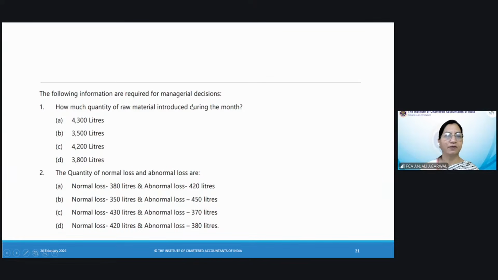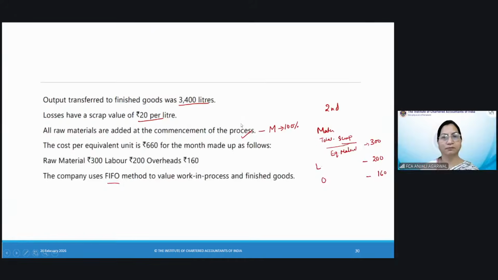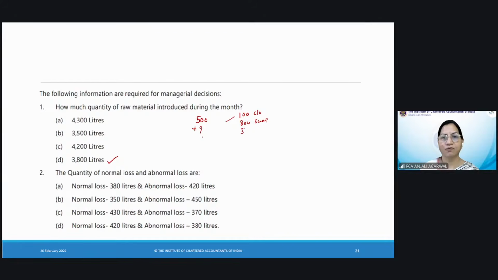From the following information, how many quantity of raw material was introduced in the month? So we have calculated 3,800, right? Because there was opening 500 plus something, and we had closing 100 of closing. Output was 100 of closing WIP. 800 was scrap. And how much was transferred? 3,400 was transferred. So output details are given, which should total the input. So this missing figure is 3,800. Normal loss 380, abnormal loss 420.